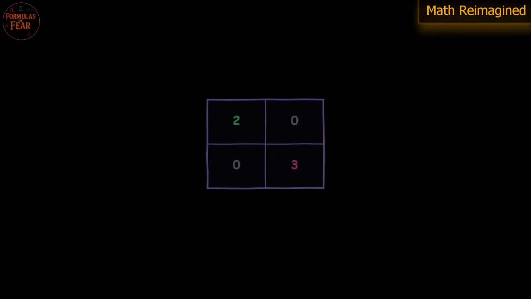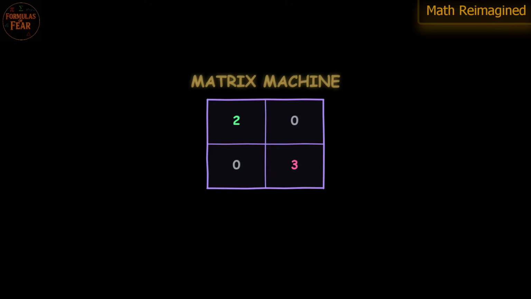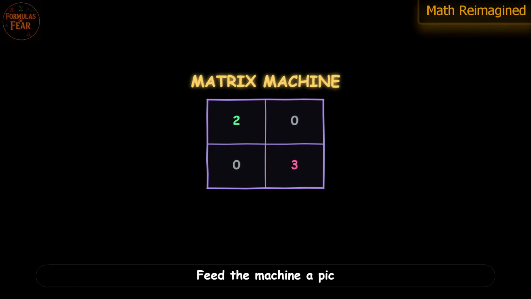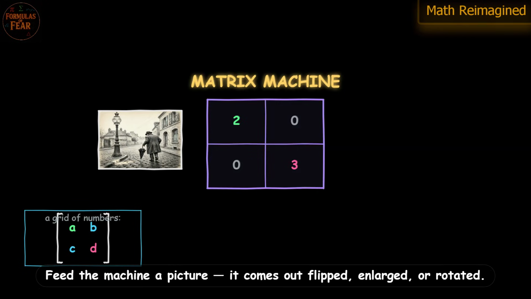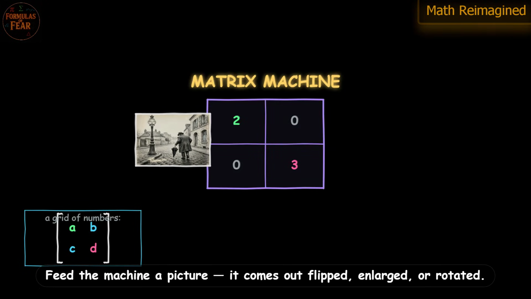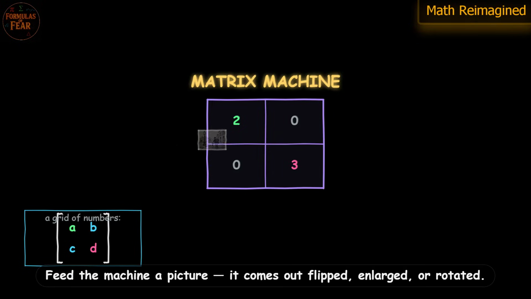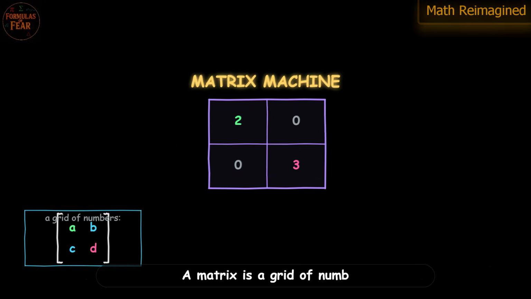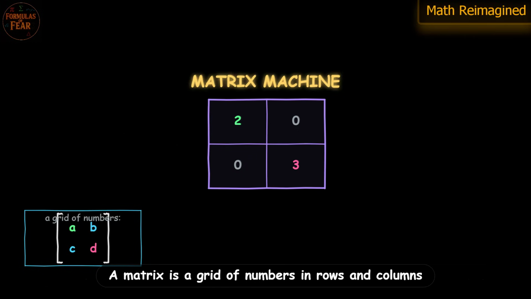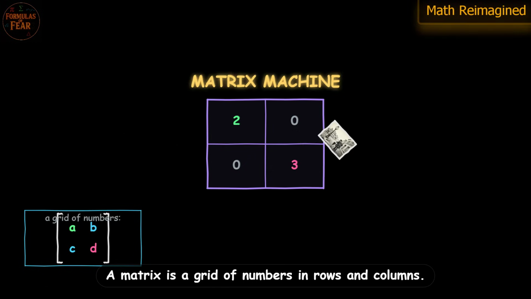Now, we move to the second hero of our story, the matrix. Imagine you own a wondrous machine. You feed a picture into it, and it comes out flipped, enlarged, or rotated. A matrix is exactly this machine, but it operates on numbers instead of pictures. It is a grid of numbers arranged in rows and columns.